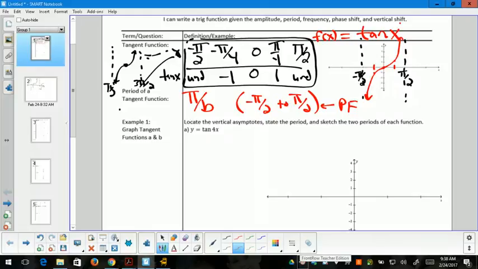Locate the vertical asymptotes, state the period, and sketch 2 periods of each function. We need to know there's going to be infinitely many vertical asymptotes, and they're going to happen every pi units, right? It happened at negative pi over 2, now it's going to happen at pi over 2. The next one's going to happen at 3 pi over 2, okay?